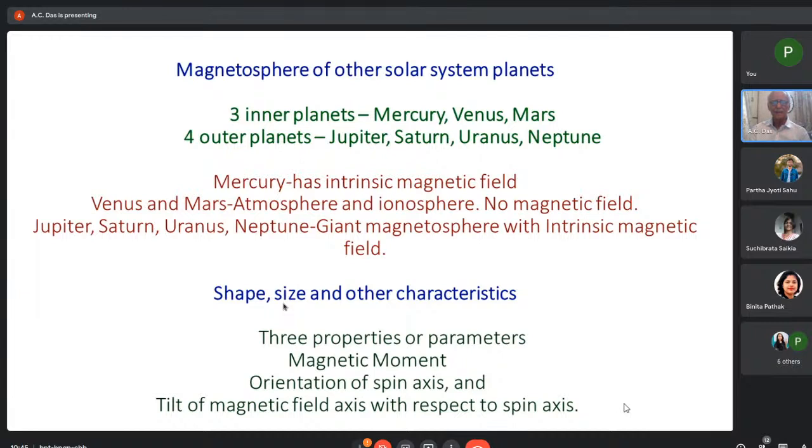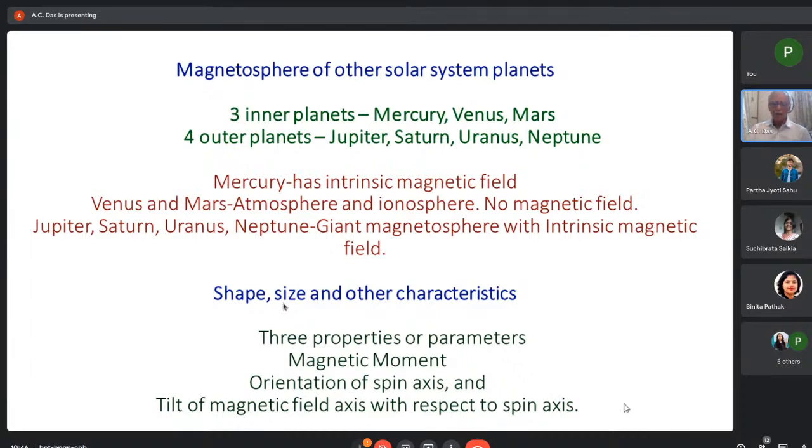Out of these inner planets, we see that Mercury has an intrinsic magnetic field. Venus and Mars have atmosphere and ionosphere but no magnetic field. Jupiter, Saturn, Uranus, Neptune, they are the giant magnetospheres with intrinsic magnetic field. Shape, size, and other characteristics will depend upon three parameters. One is magnetic moment, second is the orientation of spin axis, and the third is the tilt of the magnetic field axis with respect to spin axis. These are the three important parameters which will determine the shape, size, and other characteristics of the magnetosphere.